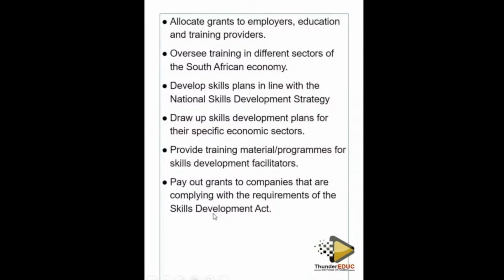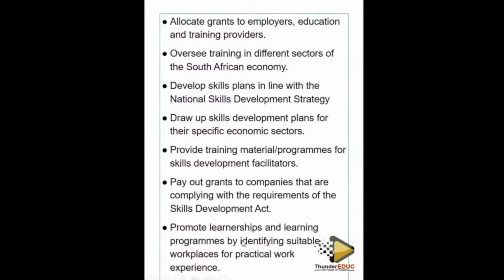Okay, moving on to another aspect. SETAs pay out grants to companies that are complying with the requirements of the Skills Development Act. This one we have also discussed. It also promotes learnership programs by identifying suitable workplaces for practical work experience.